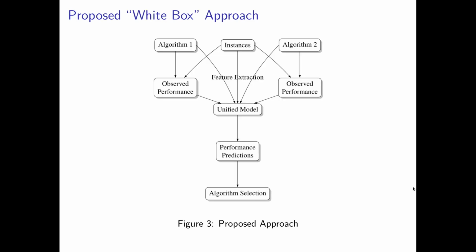What we're proposing here is what we call a white box approach to algorithm selection. We do almost the same thing, but on top of extracting features from instances, we also extract features from algorithms. We build one unified model for all of the algorithms and instances in the portfolio, and then use that model to do performance prediction. Using those predictions, we do algorithm selection.